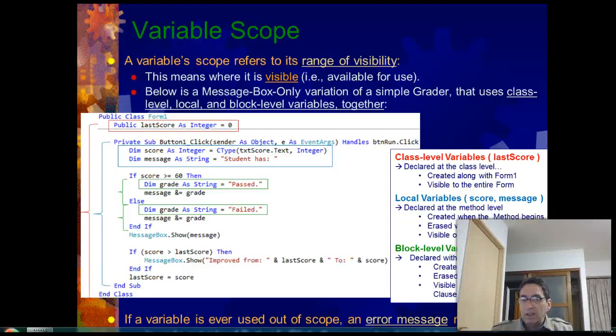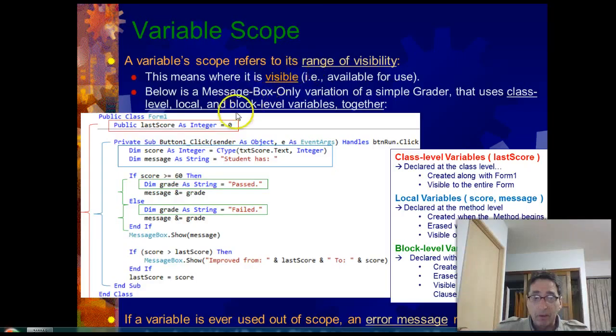Okay, so the program that we just designed is here, and the issue that was involved is called variable scope. A variable scope refers to its range of visibility. That means where it can be used.